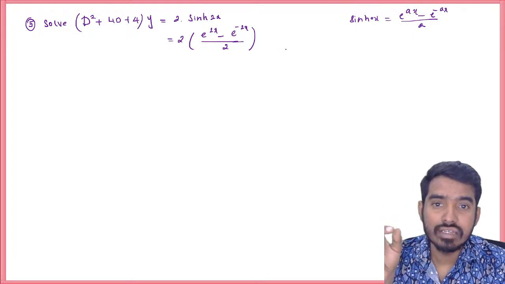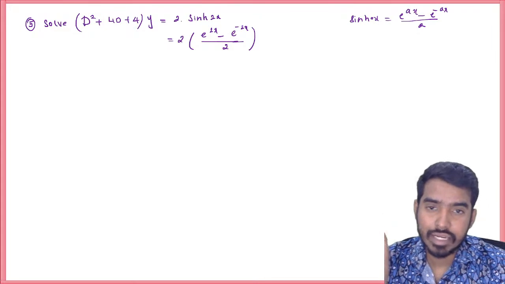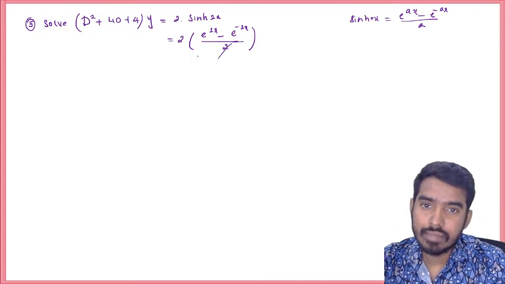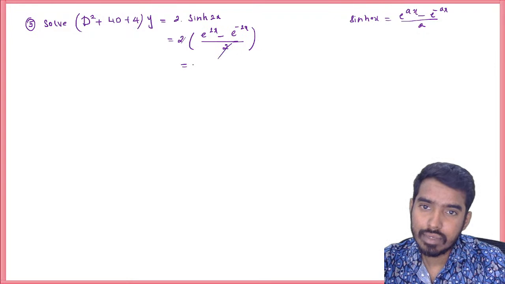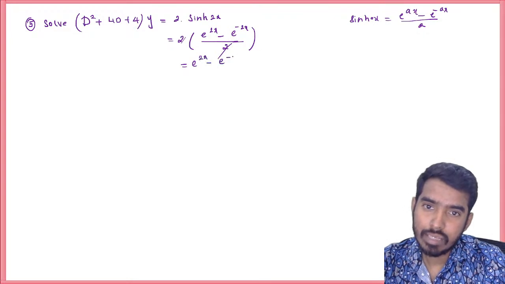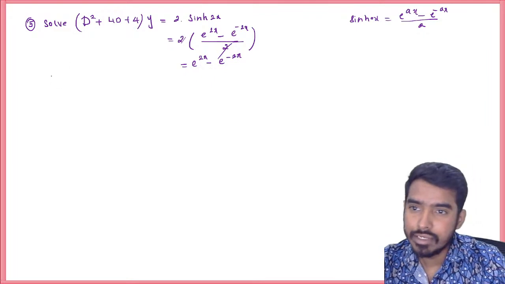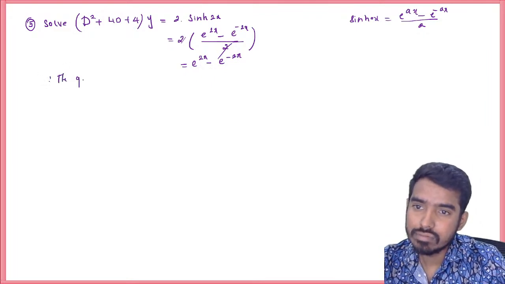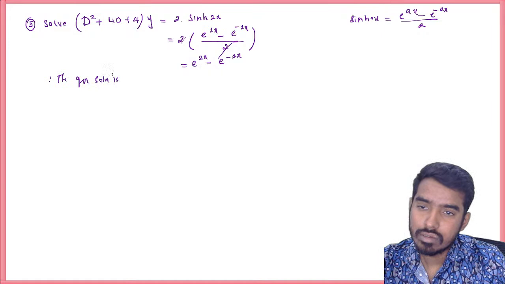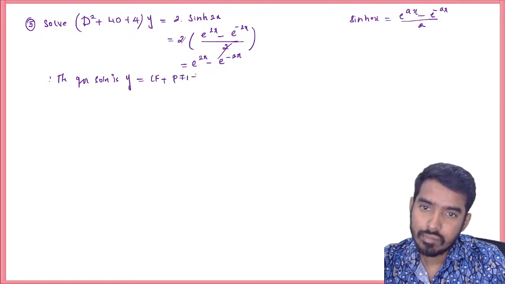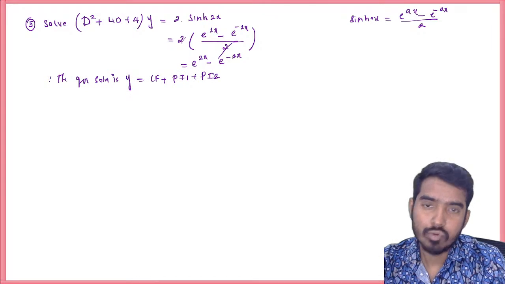Similarly, cosh ax is e power ax plus e power minus ax by 2. So this is the same as, I can cancel these two, so you will have e power 2x minus e power minus 2x. Let us call this PI1 and this PI2. Therefore, the general solution is given by y is equal to CF plus PI1 plus PI2.